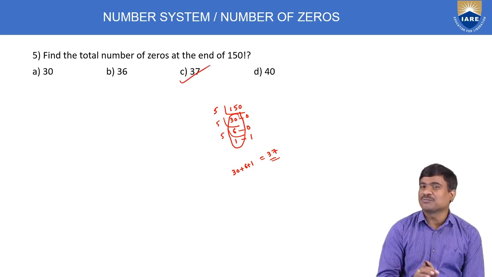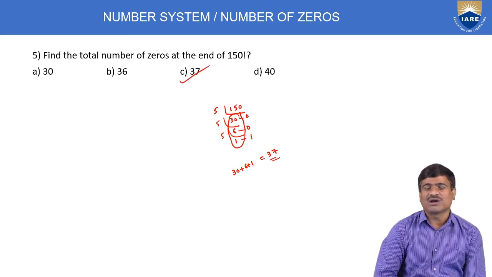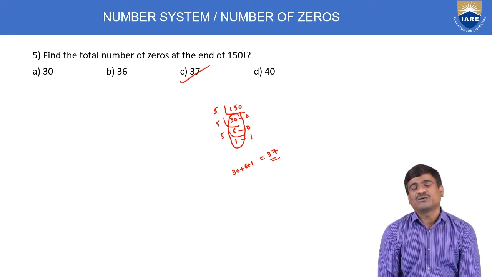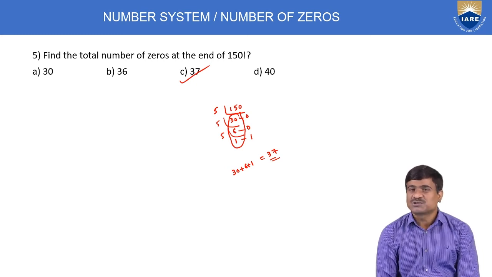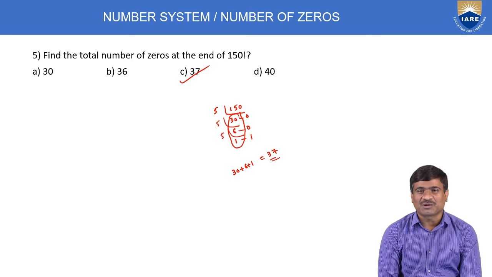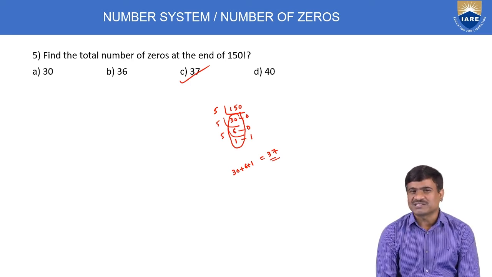This is the shortcut method. The general method is also available. If you want the general procedure, calculate the product 1 into 2 into 3 up to 150, and up to 150 take only the multiples of 5. In the multiples of 5, count only the 5s, and that gives the number of zeros. That method is lengthy and complex, but using the LCM property it is very simple.